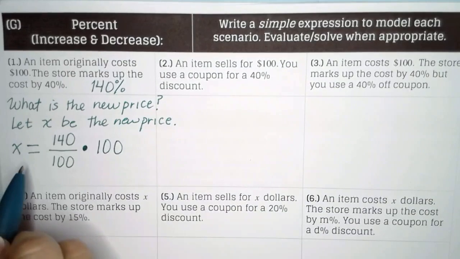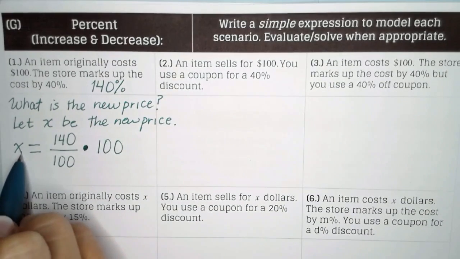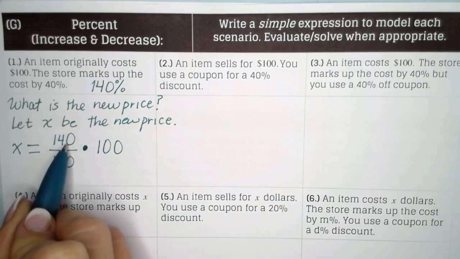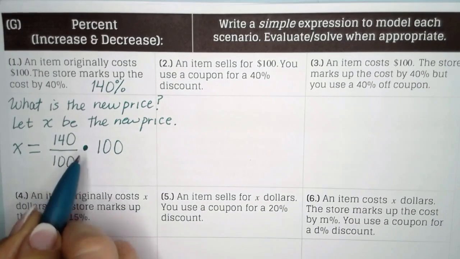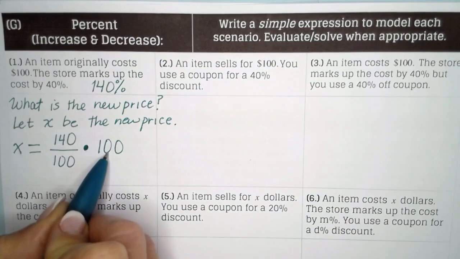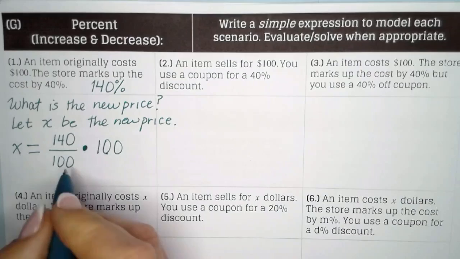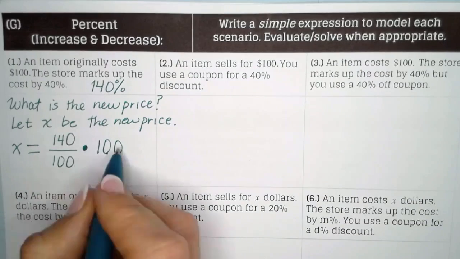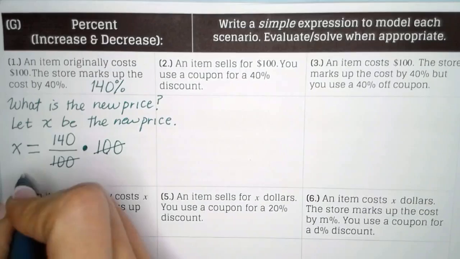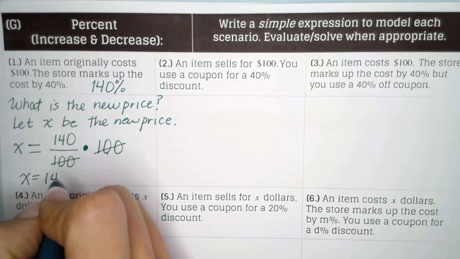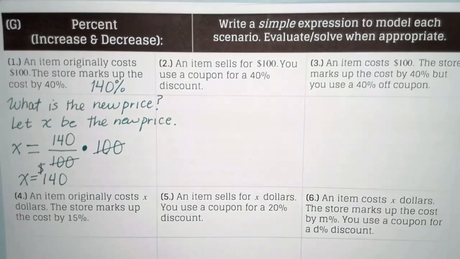There you go. My sentence I just said out loud just became an equation. I just spoke math. The new price is 140% of the original price. My sentence just became a math equation. Fractions are our friends because what's super easy to do right now? Reduce. And we get that the new price is 140, which is obviously easy to do when I pick the numbers that I picked. This will get progressively harder.